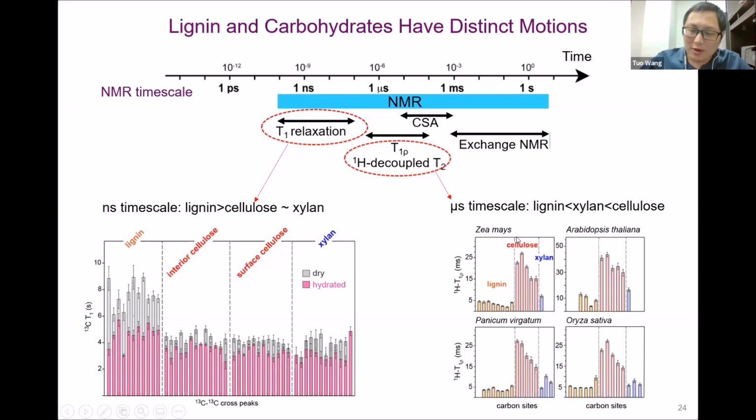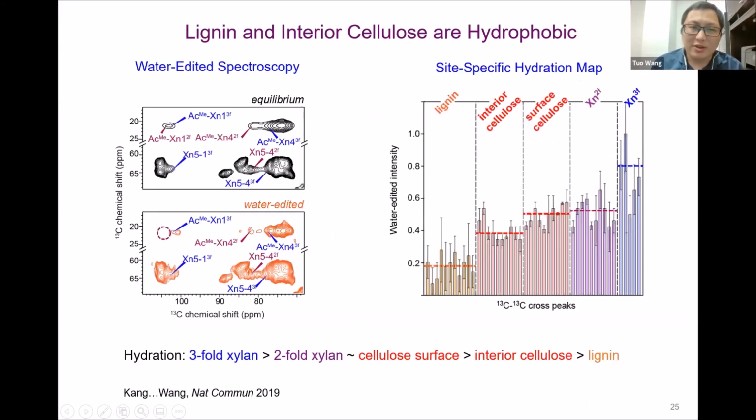Cellulose, in contrast, has the longest proton T1 rho relaxation times. It's because the systematic hydrogen bonding in the microfibrils prevents multiple sugar rings from having collective motion on the slow time scale. This dynamical heterogeneity further correlates with the hydration profiles of our molecules probed using water-edited spectroscopy. The method basically detects the well-hydrated molecules.